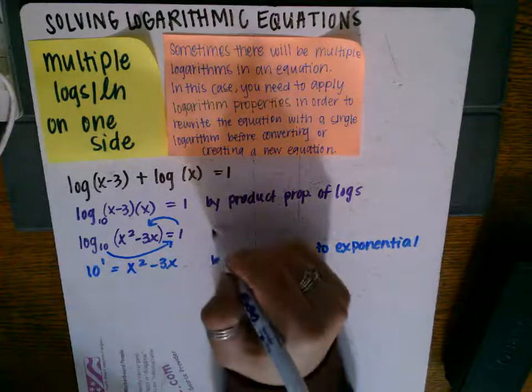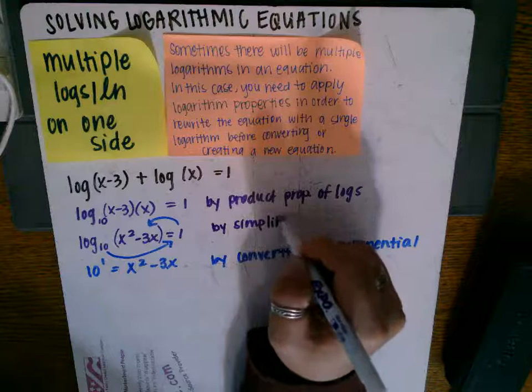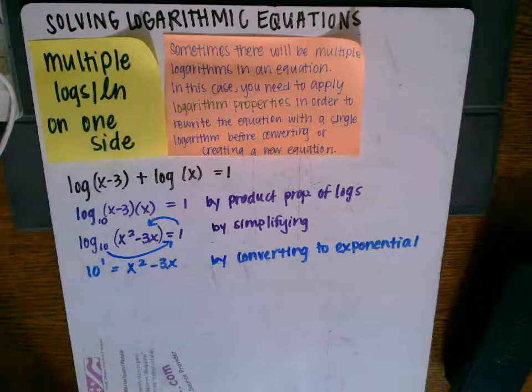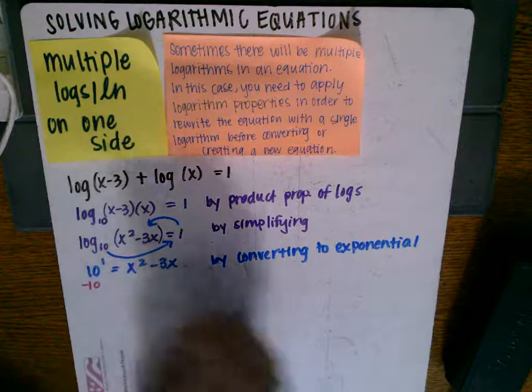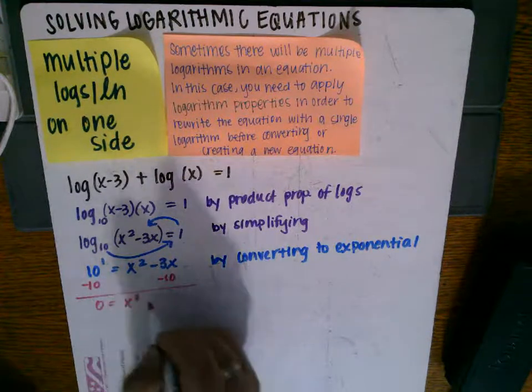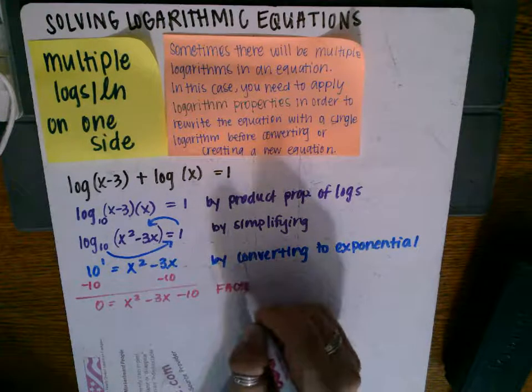This step right here was by simplifying. Okay, so I'm going to need to factor. So I'm going to subtract 10 from both sides. I end up with 0 is equal to x squared minus 3x minus 10, and I need to factor this.